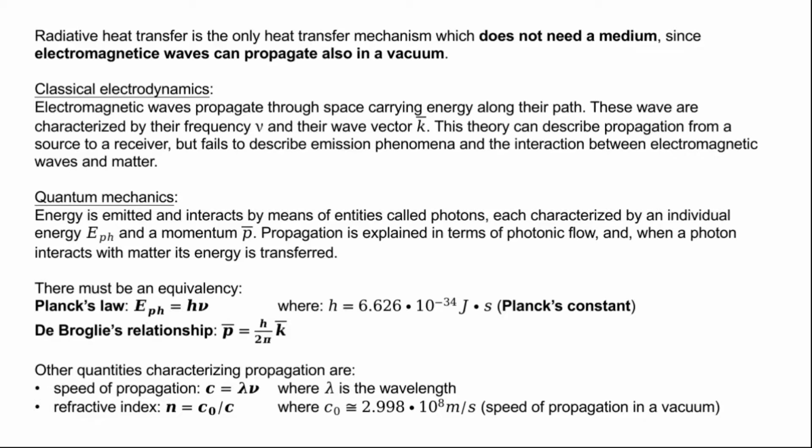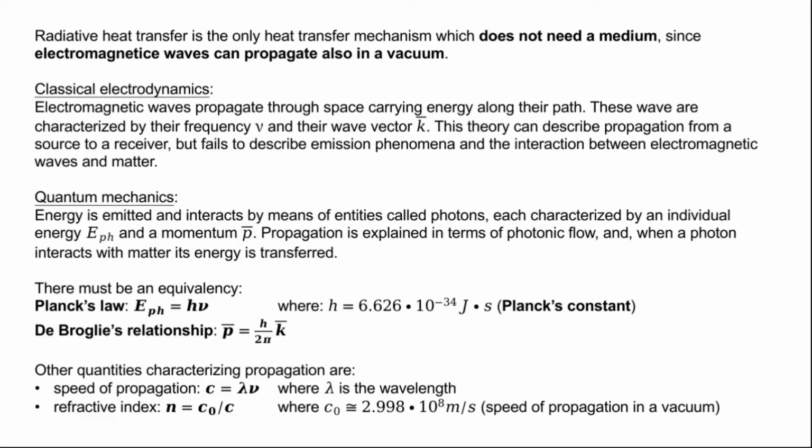This theory can describe propagation from a source to a receiver, but fails to describe emission phenomena and the interaction between electromagnetic waves and matter. While, according to quantum mechanics, energy is emitted and interacts by means of entities called photons, each characterized by an individual energy E_ph and a momentum p. Propagation is explained in terms of photonic flow, and when a photon interacts with matter its energy is transferred.